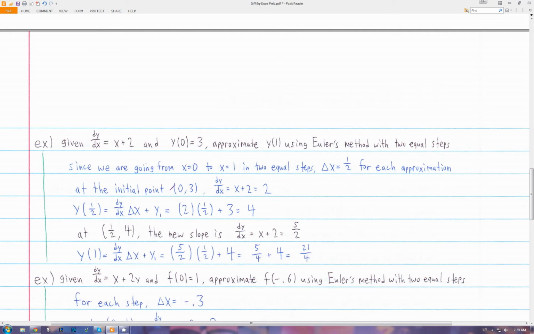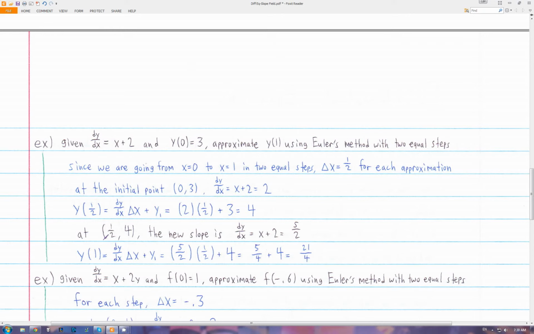So at the initial point (0, 3), the derivative, or slope of the tangent line, is 2. So then we write the first tangent line approximation. A new y value at x equals 1/2 will be the slope times the change in x plus the initial y value. So our slope is 2, our change in x is positive 1/2, and our initial y value is 3. So we approximate the y value at x equals 1/2 to be 4.